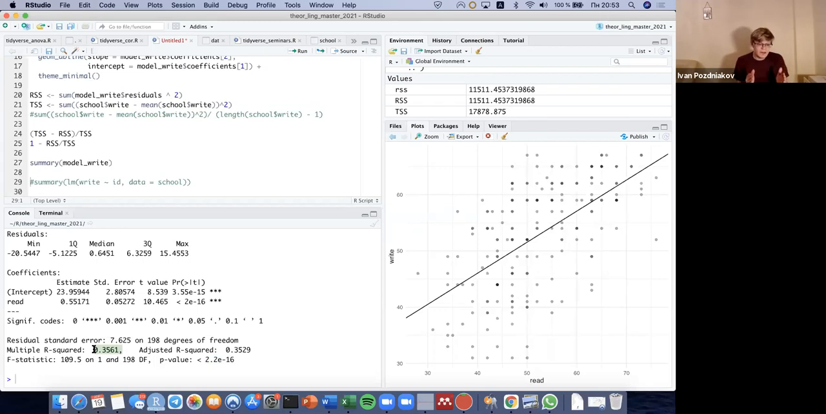So you explained 35% of variability, meaning that there was some variability, and you explained something like a third. Not great, but not terrible, right? So it could be better. And in some fields, if you don't have 0.8 in your model, you're a loser.